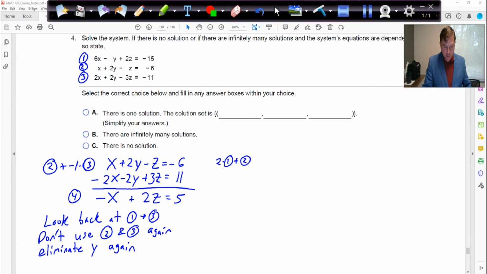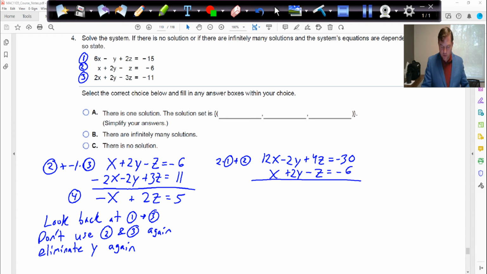So let's see, doubling 1 would give us 12x minus 2y plus 4z equals minus 30. Okay, equation 2 is unaltered, so we just write x plus 2y minus 1z equals minus 6. When we add this, we'll get 13x's. Y's cancel as designed. We'll get plus 3z, and we'll get minus 36. And we'll call our equation 5.